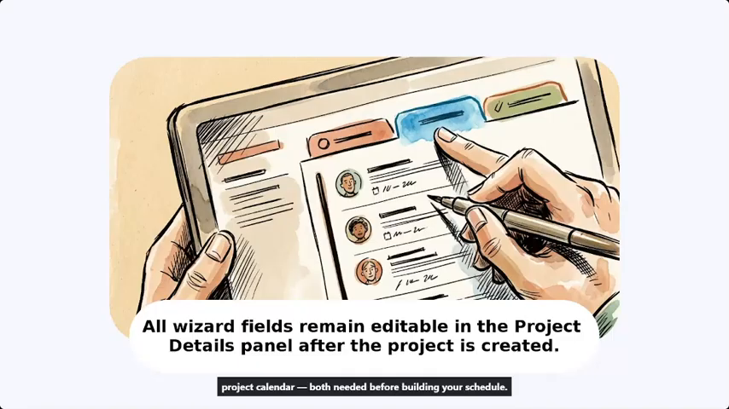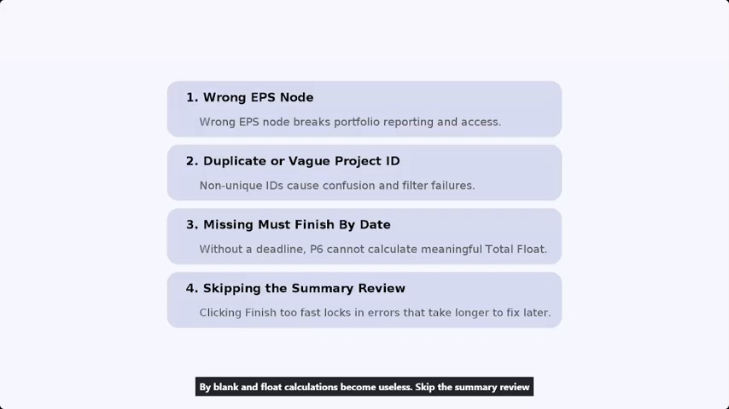Place the project in the wrong EPS node and you'll break reporting and access. Use a vague or duplicate project ID and you'll cause portfolio confusion. Leave must finish by blank and float calculations become useless. Skip the summary review and small typos become big problems. Slow down on that last screen.